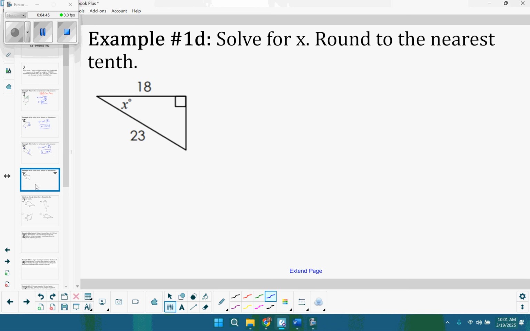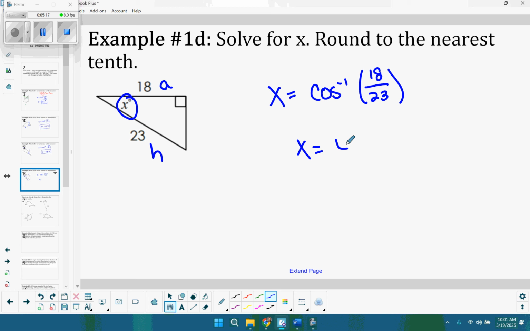All right, one more together. Example 1D. The hypotenuse is 23. Opposite the x would have been this side, which we don't have a number for, and 18 is then adjacent. So this is once again cosine. AH is cosine. So x will equal the inverse cosine of A over H, so 18 over 23. And I get 38.49999 and so on, so x will equal 38.5.